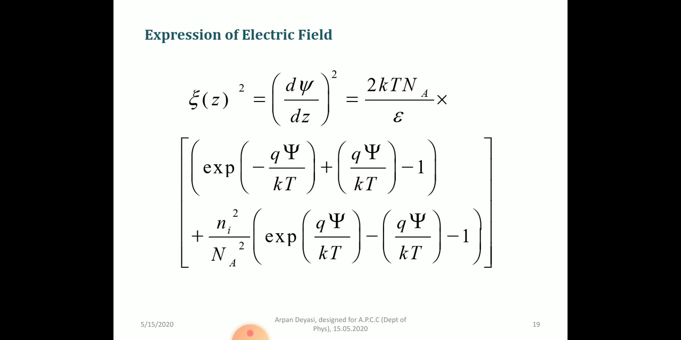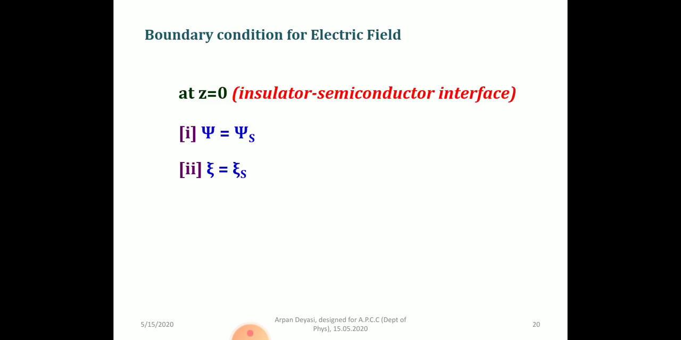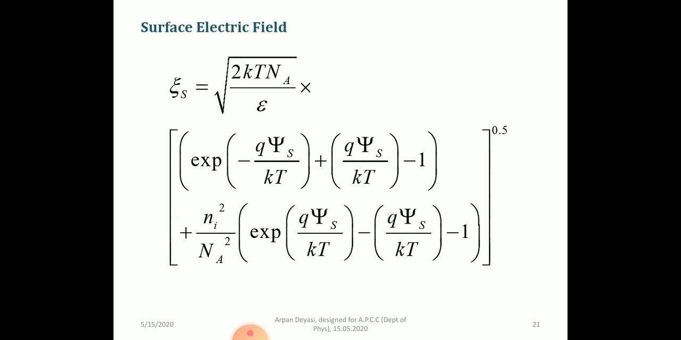Now I am coming to the square of the electric field expression. So ultimately your objective is to calculate electric field and charge. So we have all the expressions of electric field. So what are the boundary conditions? Naturally at the interface, if psi becomes psi s, then electric field becomes electric field of surface.